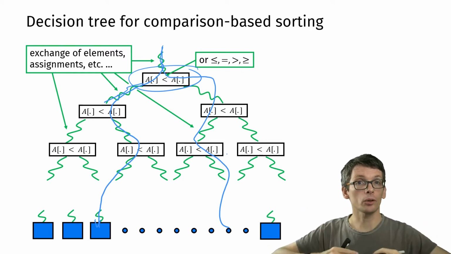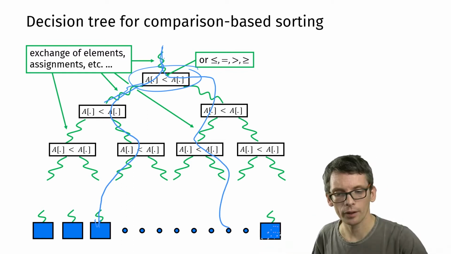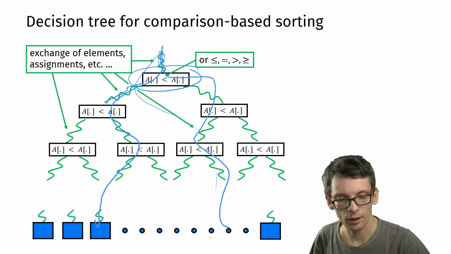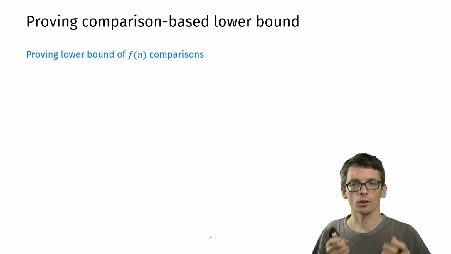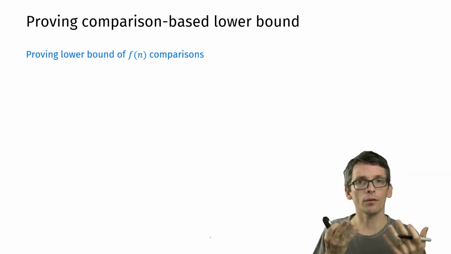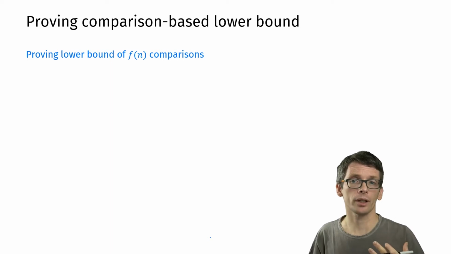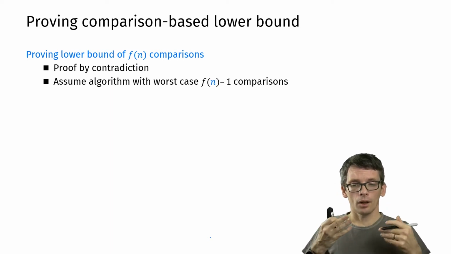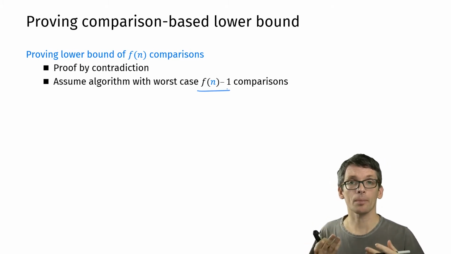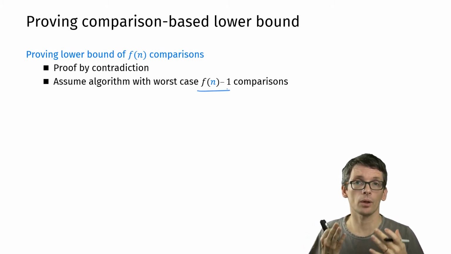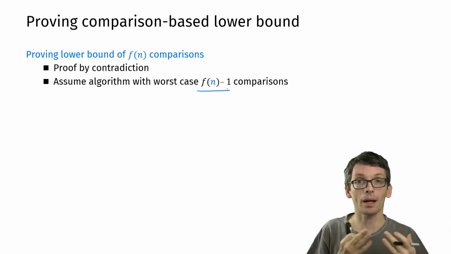And what we now want to show is a lower bound for sorting. We want to show that the longest path here to a leaf will have at least a certain length. So we want to prove a lower bound of f of n comparisons. And we'll do so by using a proof by contradiction. Meaning, we're going to assume that the worst case number of comparisons is actually less. So we assume there's an algorithm that never needs more than f of n minus 1 comparisons.